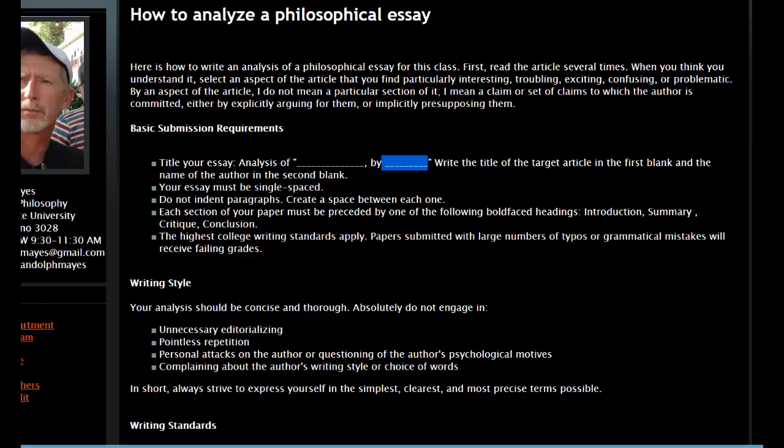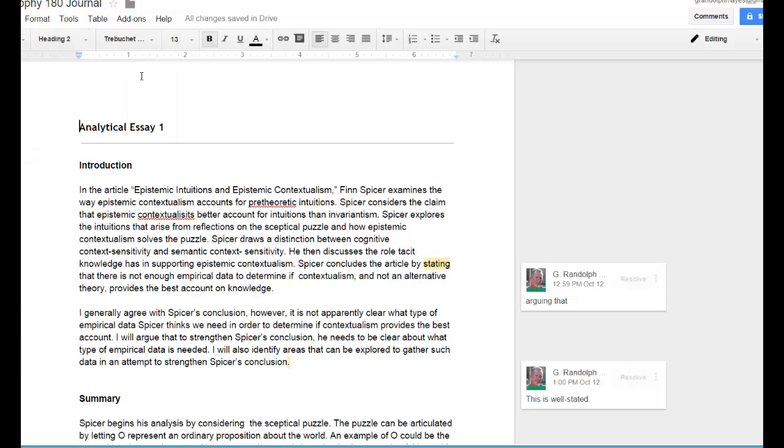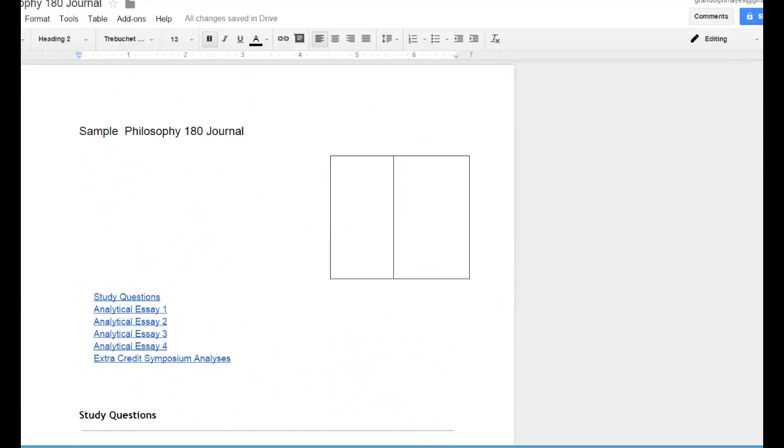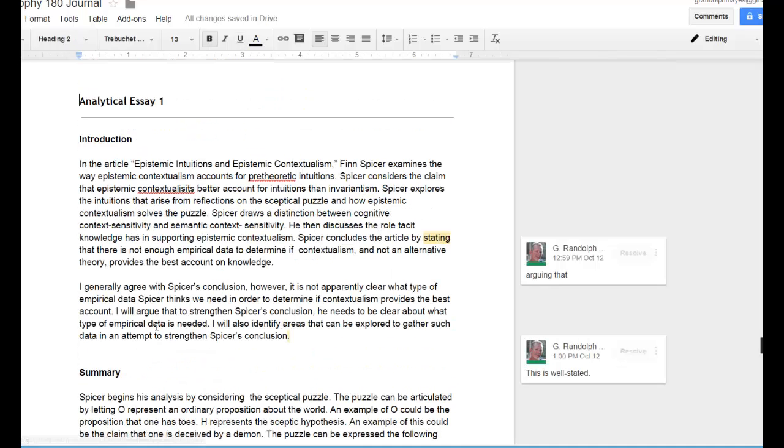Okay, I'm going to switch back and forth here between this page and a student journal, an actual student journal from Philosophy 180. So when you write the analytical essay, it should look like this. You'll recall that you're writing on a journal page, which is formatted roughly like this. Let's say this is your first analysis. I'll just be clicking on that, and you'll have pasted or written your analysis in and done it all in a very clean looking way.